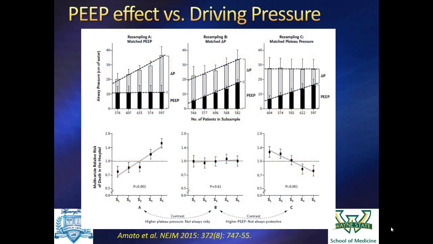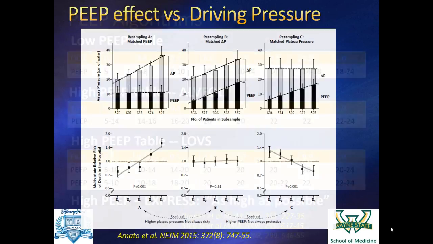They're saying, okay, I'm going to get the plateau to 30. If the patient's really compliant, I'm going to get a very high PEEP. If they're very stiff, I'm going to get a low PEEP. But I'm always going to get a plateau of 30. Different way of doing it again.